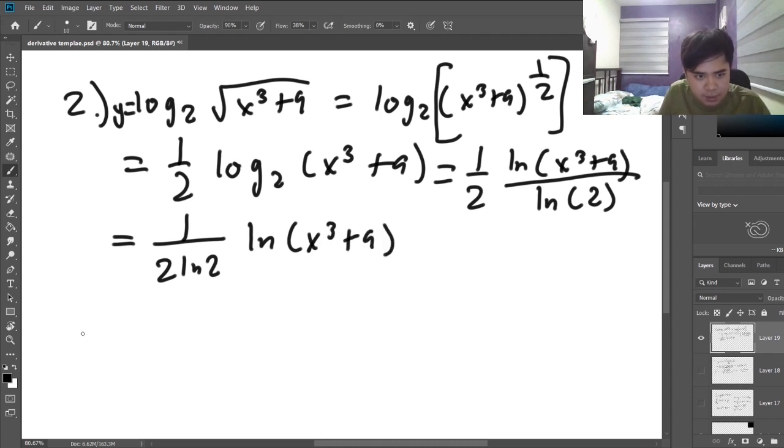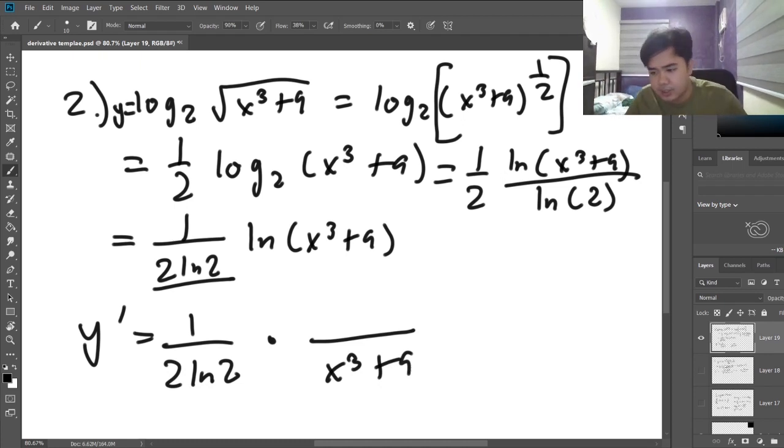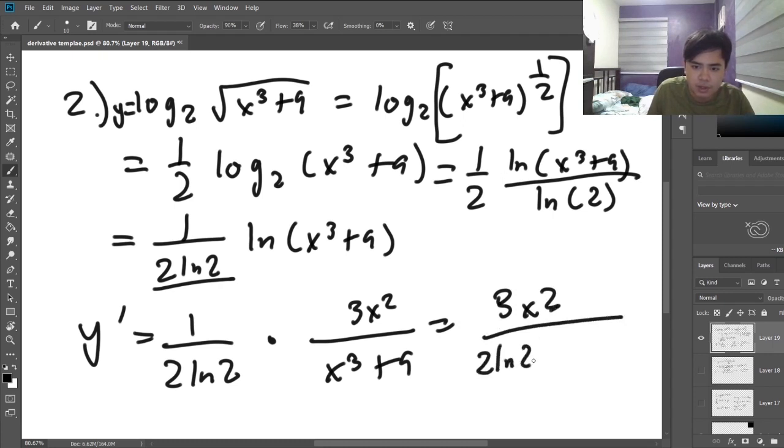After this is going to be finding the derivative. This is again a constant multiplier, so we just multiply here to ln 2, and then we multiply by, this is going to be the denominator since it is ln. Then we have to find the derivative, that will be the numerator here. So the derivative of x cubed plus 9 is equal to 3x squared. So combining it, we get 3x squared all over 2 ln 2, and then x cubed plus 9. And that is our answer.